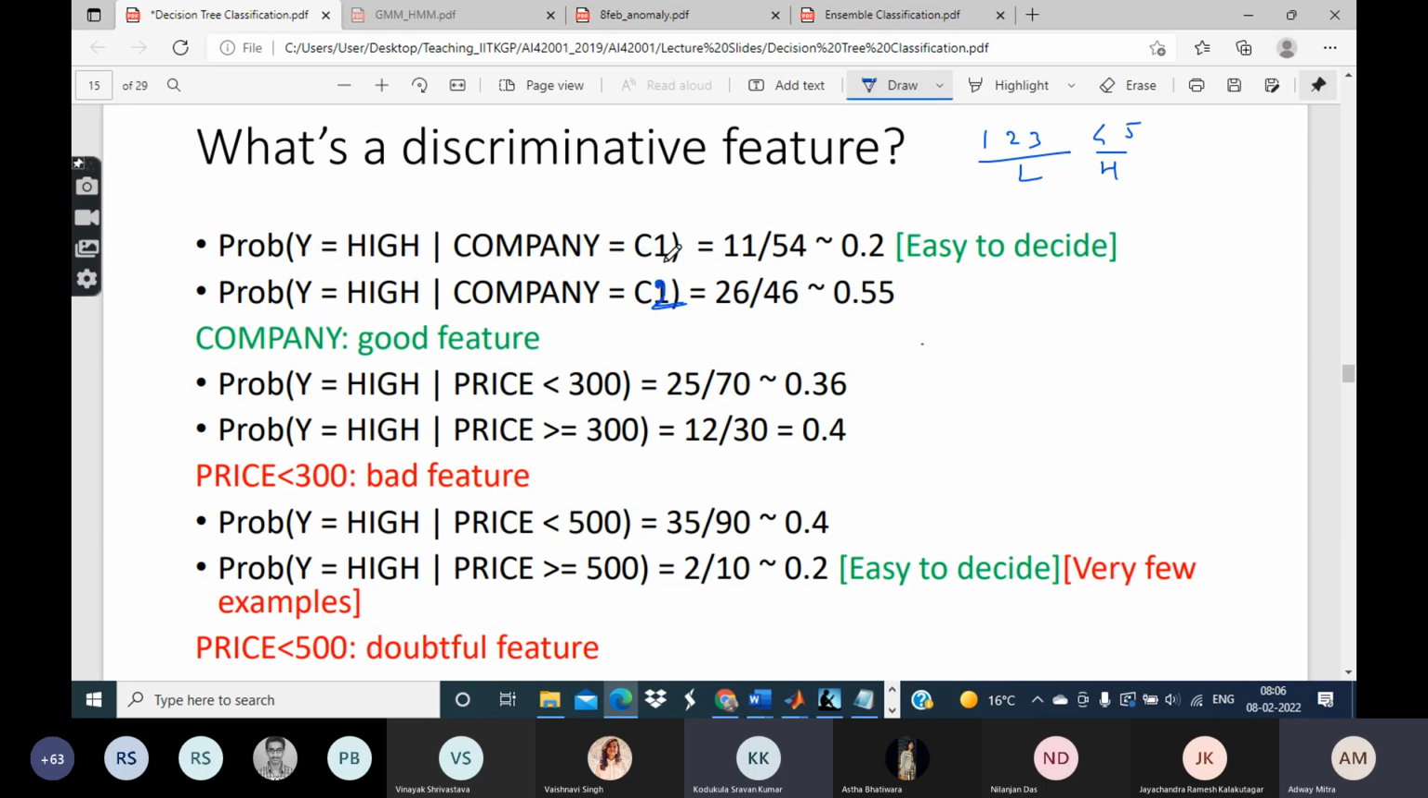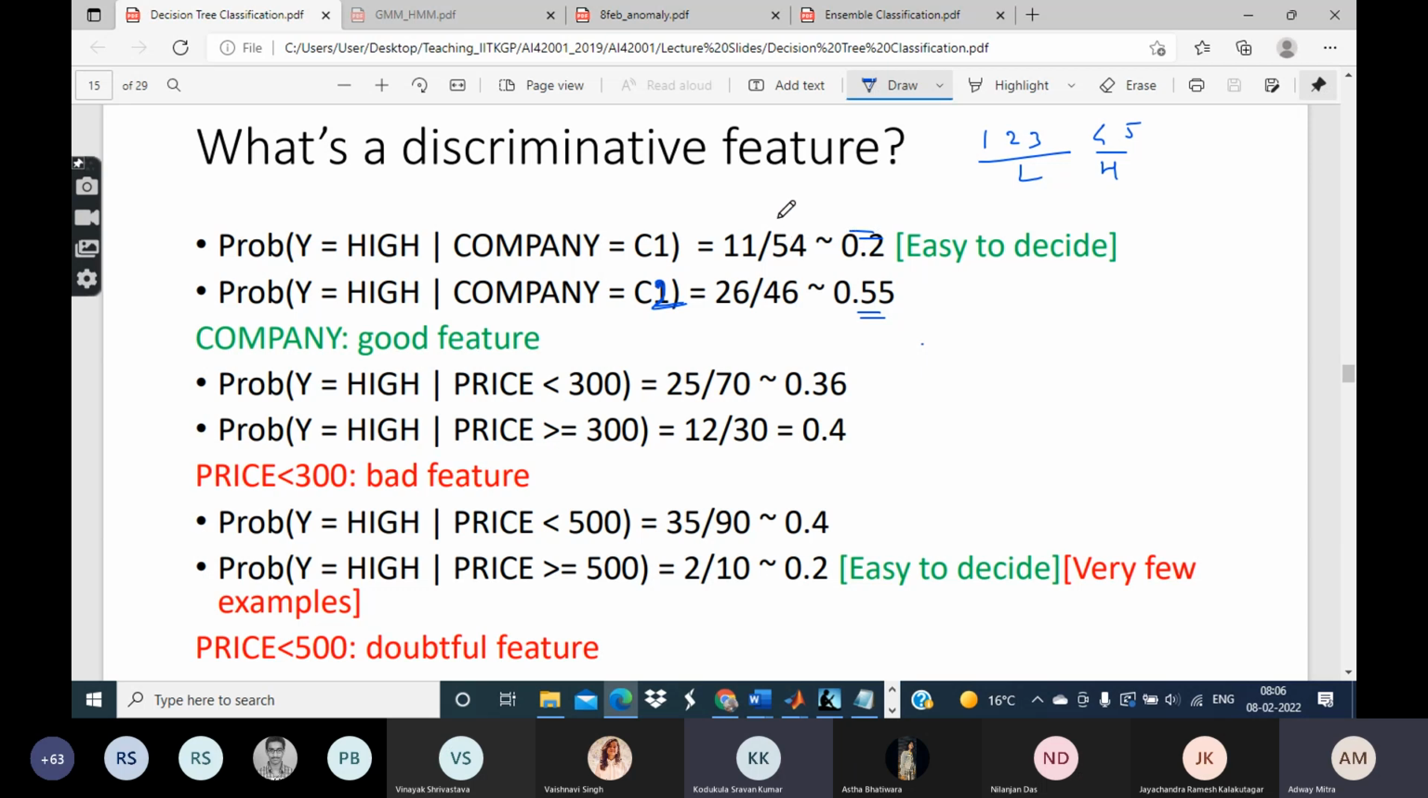We saw that for some features, in this case if we consider the company feature, the proportion of high ratings under one company is 0.2, but for another company it is 0.55. So there is a considerable difference between the proportions of the different classes in the two clusters that have been created on the basis of this feature. And we also discussed that this means at least one of those clusters is relatively homogeneous.